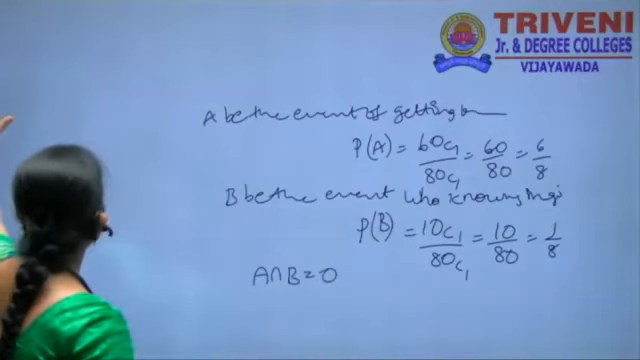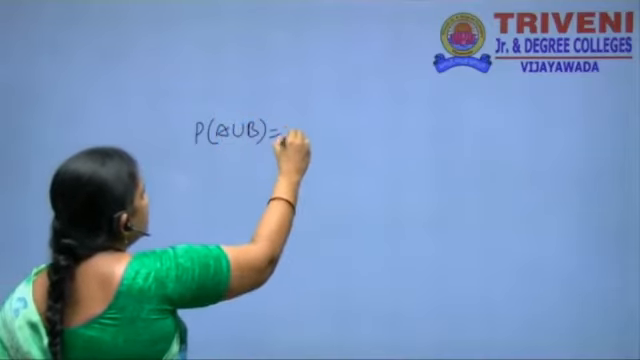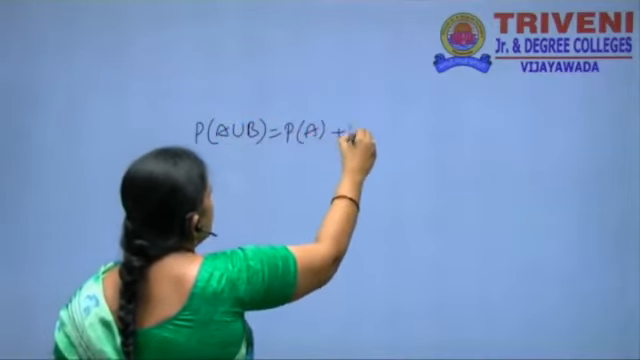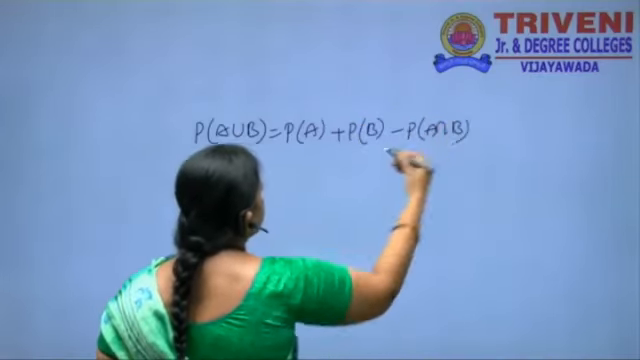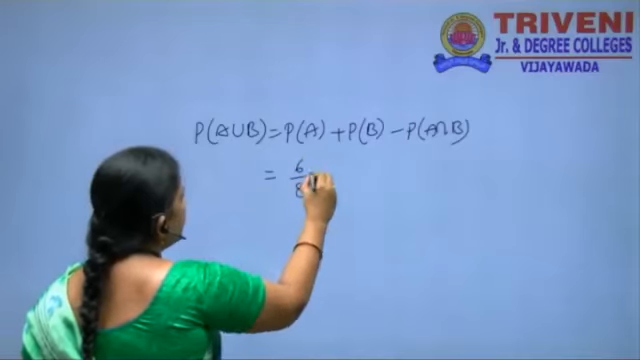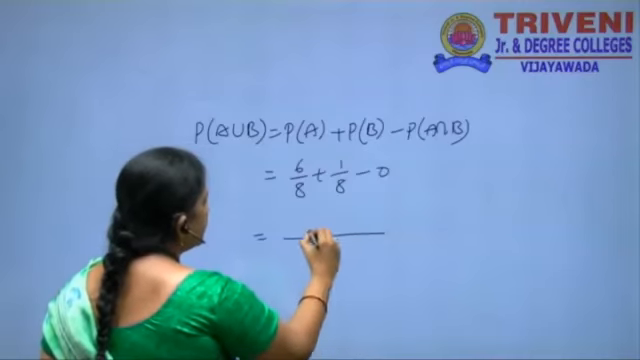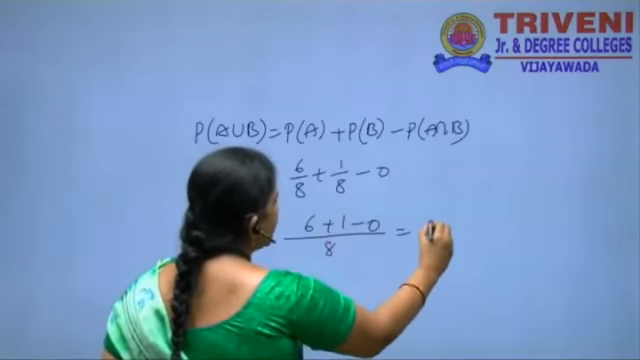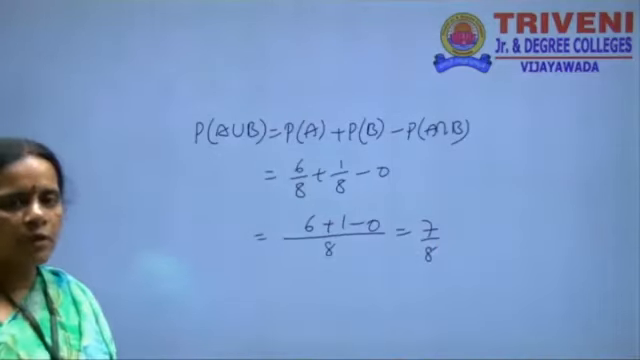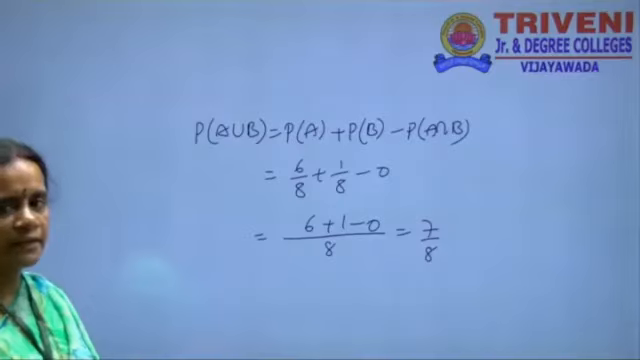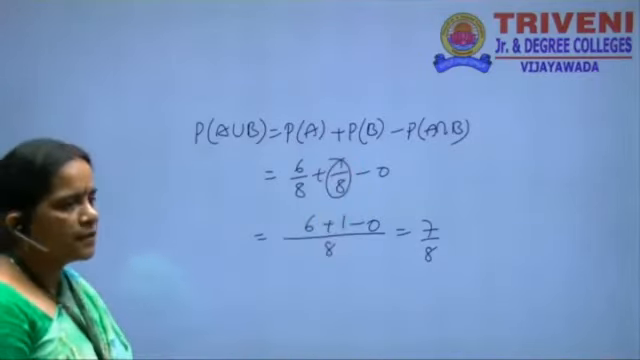Then applying the theorem on probability, P of A union B is equal to P of A plus P of B minus P of A intersection B, that is equal to 6 by 8 plus 1 by 8 minus 0. Taking the LCM, 6 plus 1 minus 0, that is equal to 7 by 8. Here the probability of boys knowing cricket, but for girls who know it, we have to take half of the numbers, that is 1 by 8. Okay, thank you.